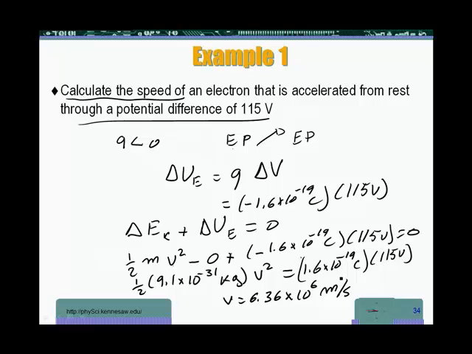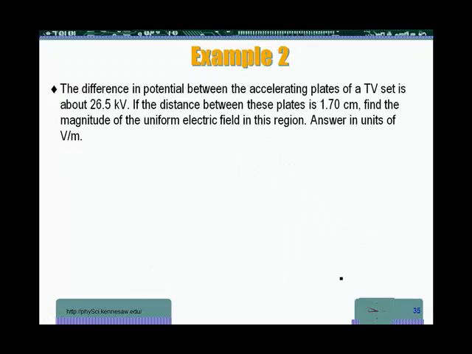Okay. So that's this first example. Let's look at the second example here. The difference in potential between the accelerating plates of a TV set is about 26.5 kilovolts, so delta V is 26.5 kilovolts, 1000 volts each. And they tell us that the distance between the plates is 1.70 centimeters. And they are asking us to find the magnitude of the electrical field in this region.